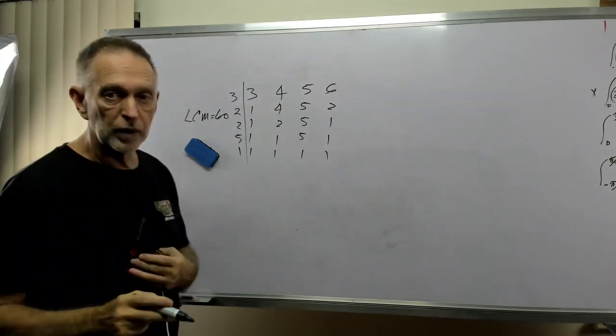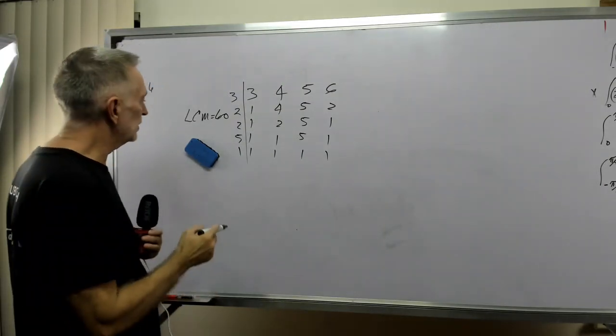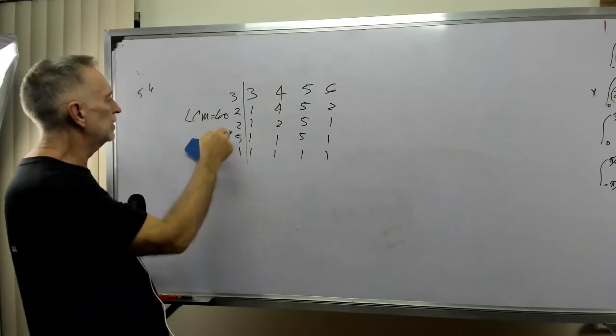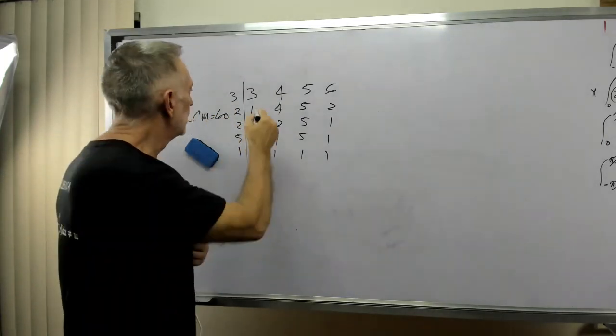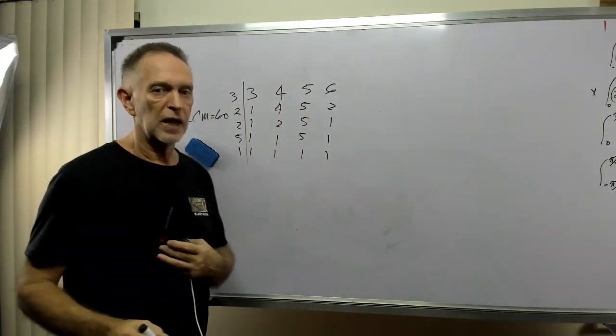So the answer, when would they ring again? It's at 60 seconds. 5 times 3 is 15 times 4. So every 60 seconds you would get all of these to chime.